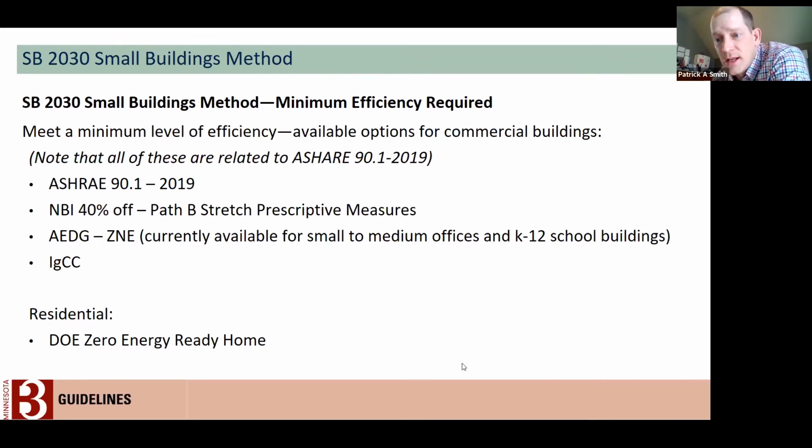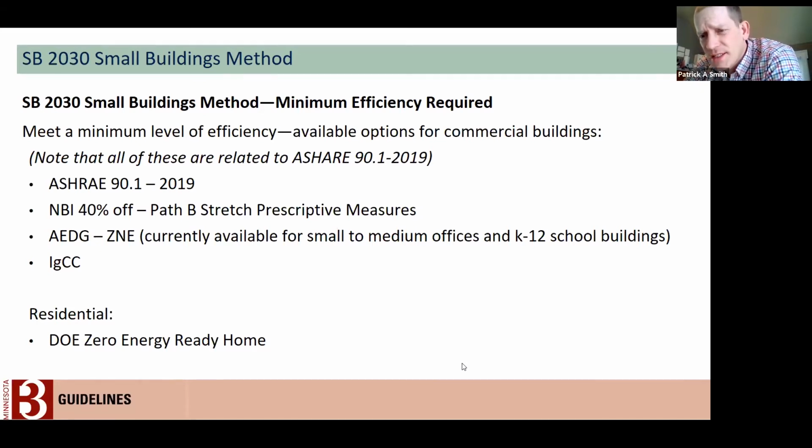And so the options that are available for project teams for commercial projects are ASHRAE 90.1 2019, the New Buildings Institute 40% stretch code, or the ASHRAE Advanced Energy Design Guide, the AEDG, the Zero Net Energy series, which currently they've got pushed out for small, medium offices and K through 12 school buildings, and then the International Green Construction Code. And all these are either directly or modifications of the ASHRAE 90.1 2019 standard. It seems to be the one, the structure of which is best understood in the market.